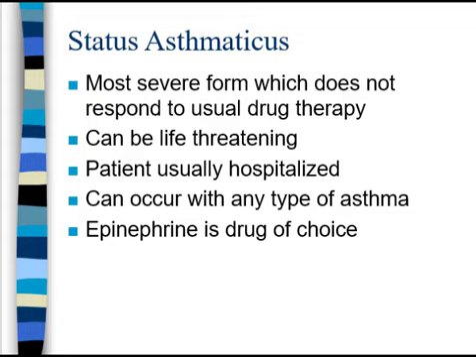Status asthmaticus. Now, this is the most severe form, which does not respond to usual drug therapy. It can be life-threatening. The patient is usually hospitalized. It can occur with any type of asthma. So a lot of what we talk about with asthma, we're talking about the bronchioles, the walls becoming thicker, and actually the spasming. So it's like the lumen, which is sort of like the internal diameter, how much airflow can pass through, is getting smaller and smaller and smaller.